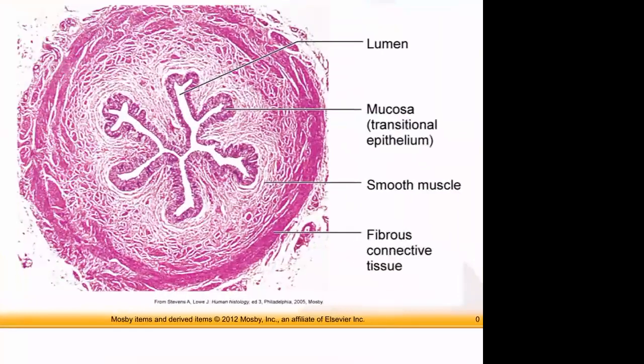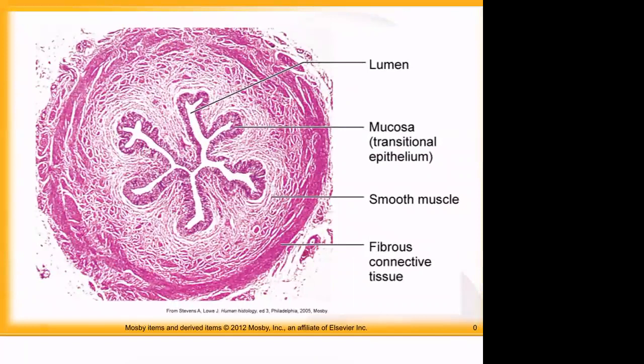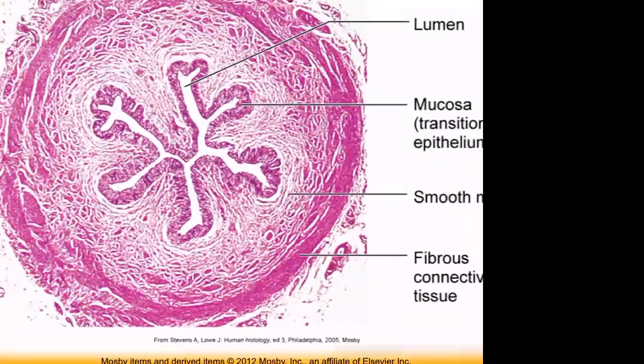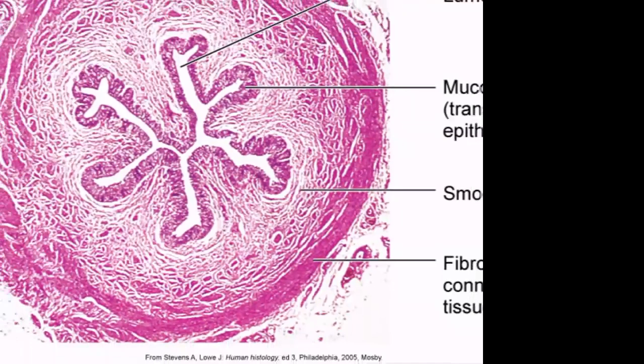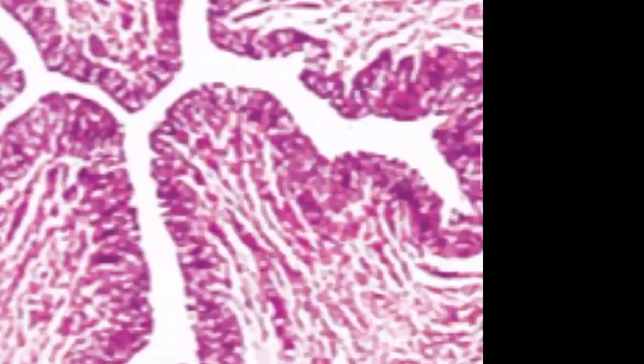Here is a microscopic view, cut section of a ureter. So when you think of that tube that runs from the kidney down to the urinary bladder, you might think of it as being like a hose, where the center of it is round, but actually you can see here the lumen of it is an irregular sort of shape, almost like a star. That whole white area in the center, that's the lumen, that's the opening.